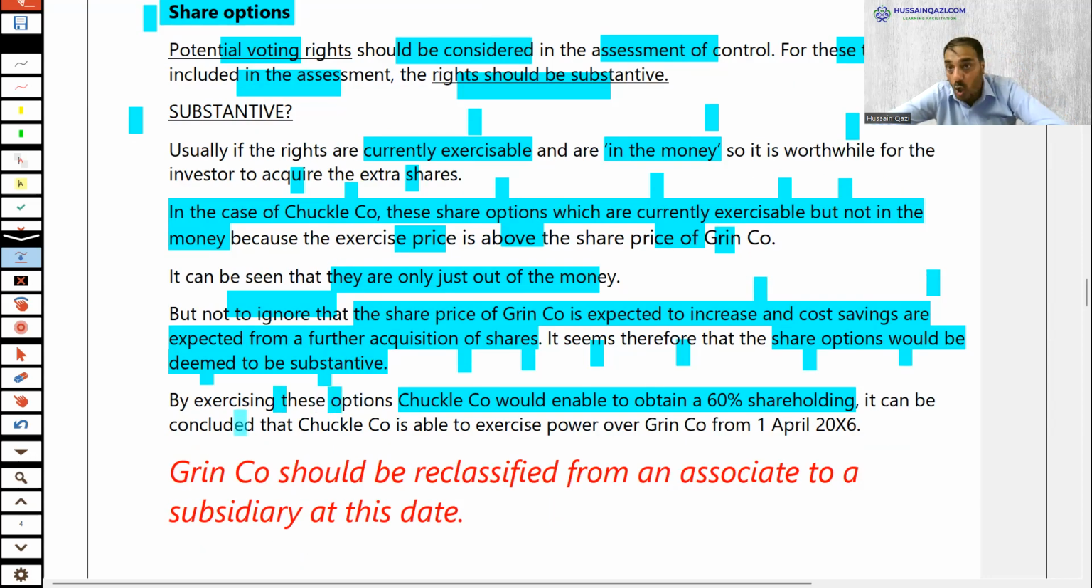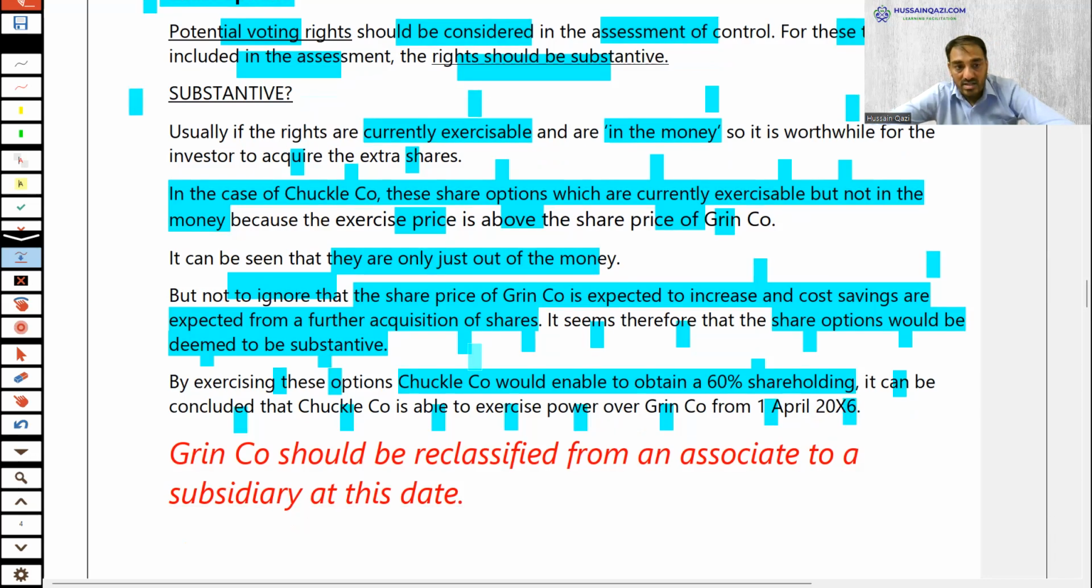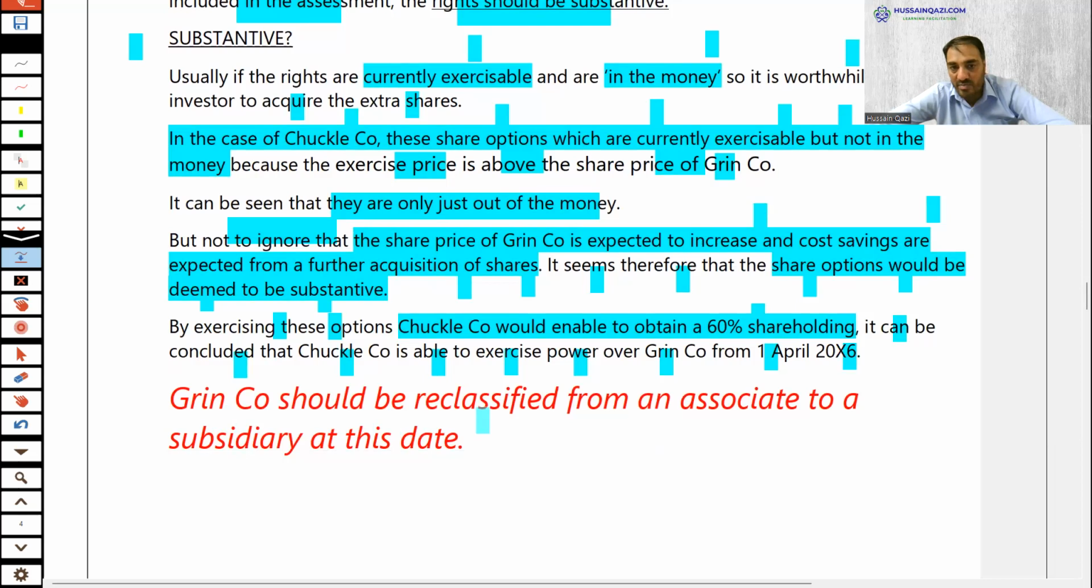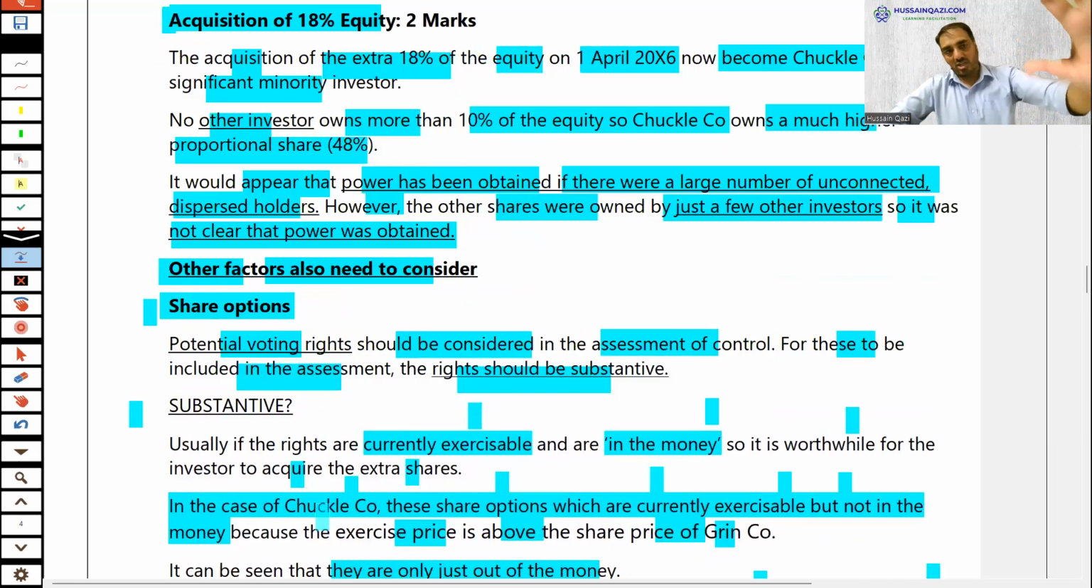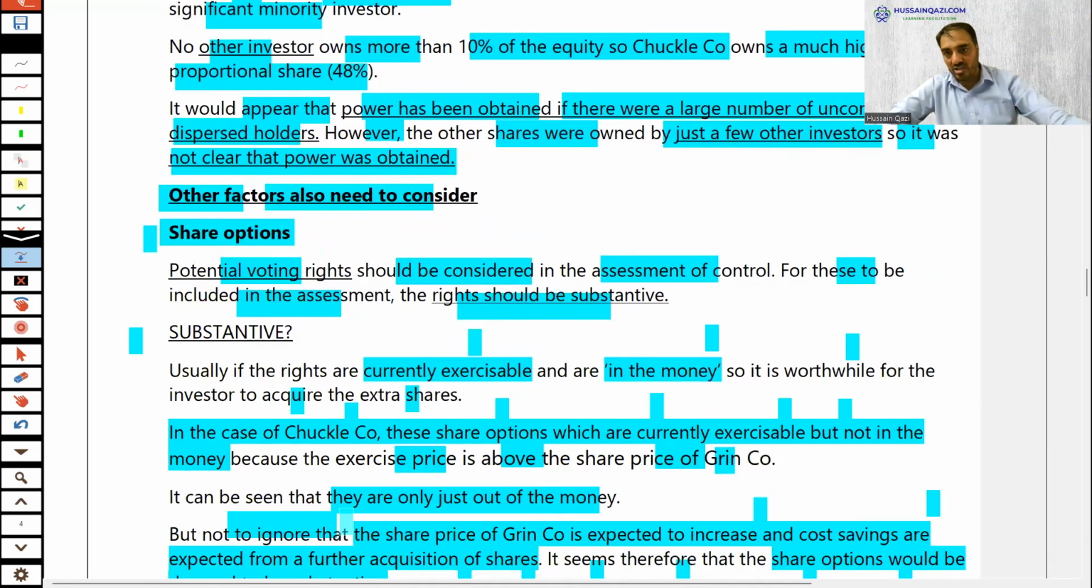By exercising these options, Chuckle would be able to obtain 60% shareholding, and it can be concluded that Chuckle company is able to exercise power over Grain from 1st April XX. So Grain company should be reclassified from associate to subsidiary at that date. So that is about the student caliber suggested answer.